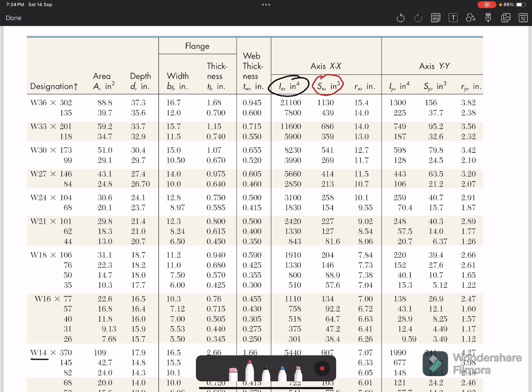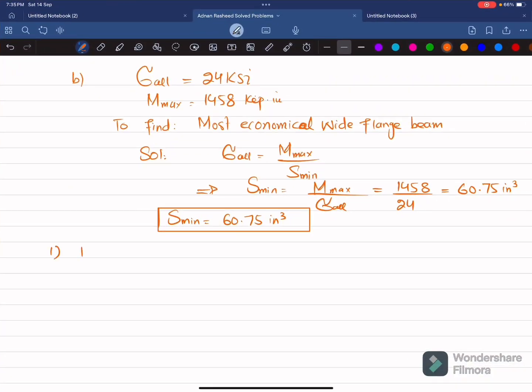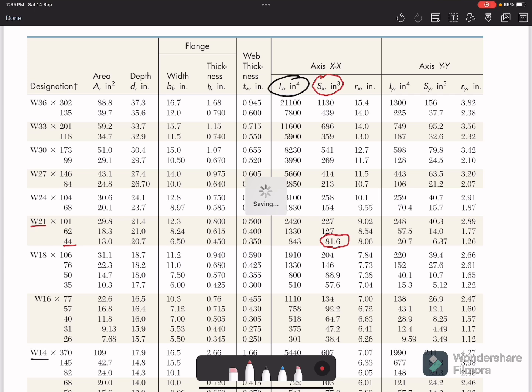So one thing is that you can see this is nearest to 60. So W 21 into 44. So I will write it. The first one is W 21 into 44 having section modulus 81.6 cubic inch. This is section modulus. This is beam, W beam. So we have one option is this. Now we'll move toward another one. The second one is, you can see here, this one is closer.